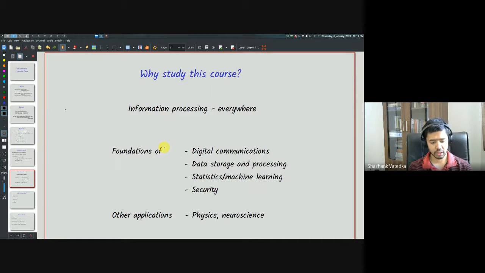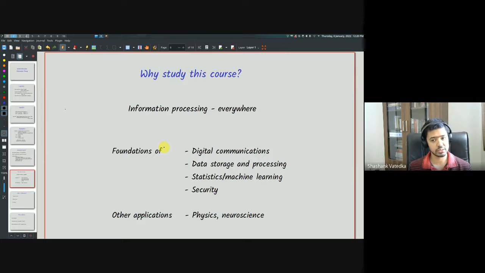But this course on information theory is rather foundational, and that is because it deals with information processing, which we deal with in many other problems and in many other fields. In fact, the concepts of information theory form the foundations of many other fields, including digital communications, data storage and processing, statistics and machine learning, security, and even areas such as physics and neuroscience.